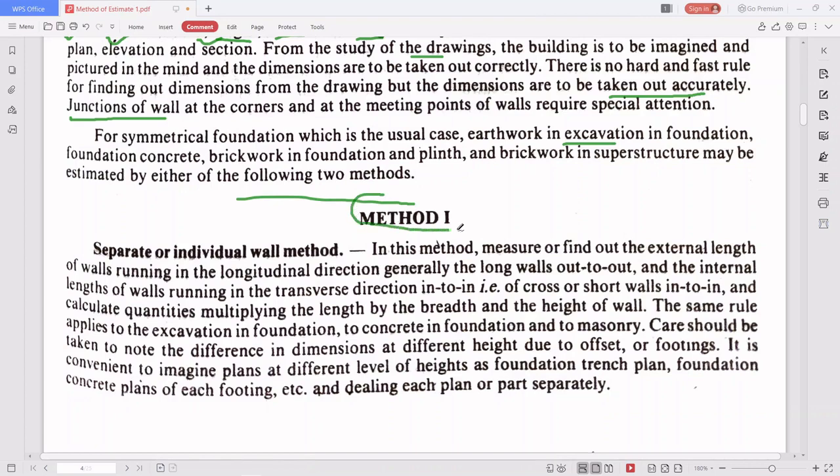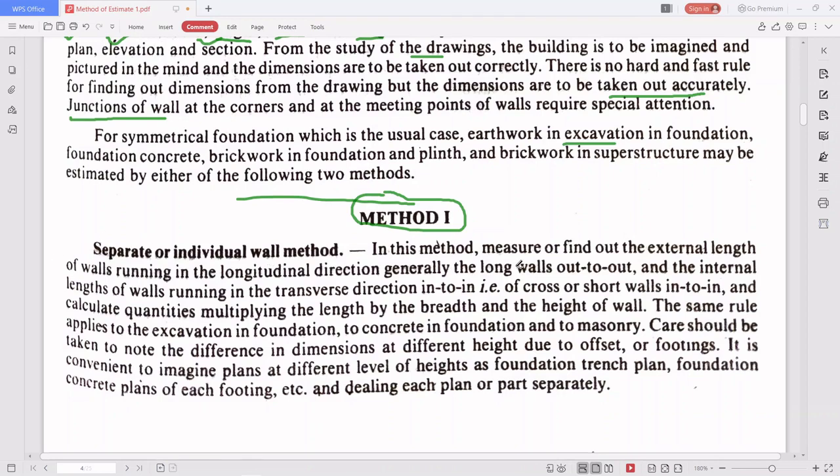So method one is what? Long wall, short wall method, or we can also call it the separate or individual method. In this method, how are we going to calculate? Very easy, students. Just listen once. Once you are pakka with the theory, if the theory comes to your mind, you can estimate any type of building. Of the two methods, this is the lengthiest one, and it gives more information and more understanding of how an estimator will estimate things. So, separate or individual method.